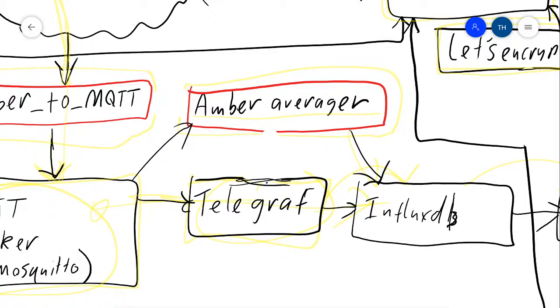InfluxDB has a preferred analytics package, Kapacitor, I think it was called. It's a piece of junk. It is awful to use. Ugh, don't touch it.